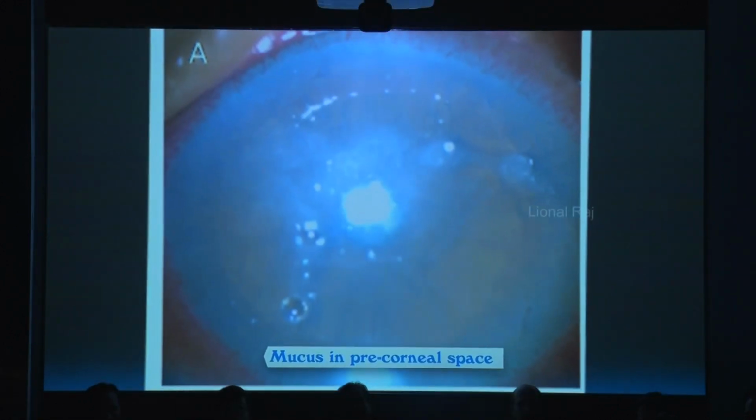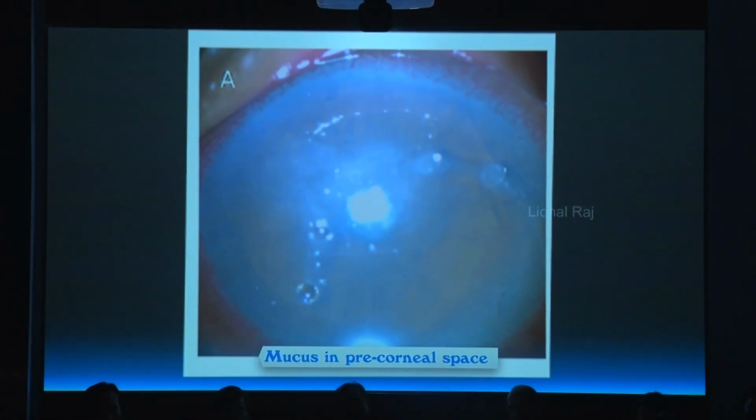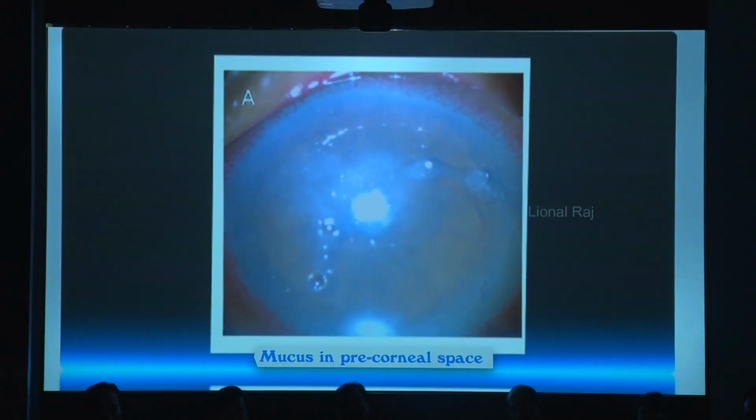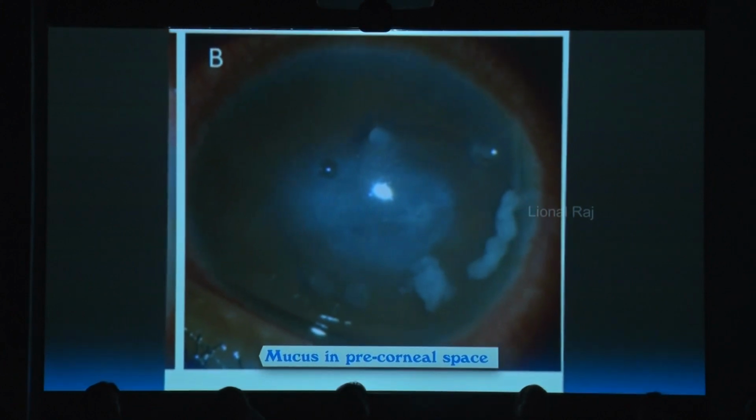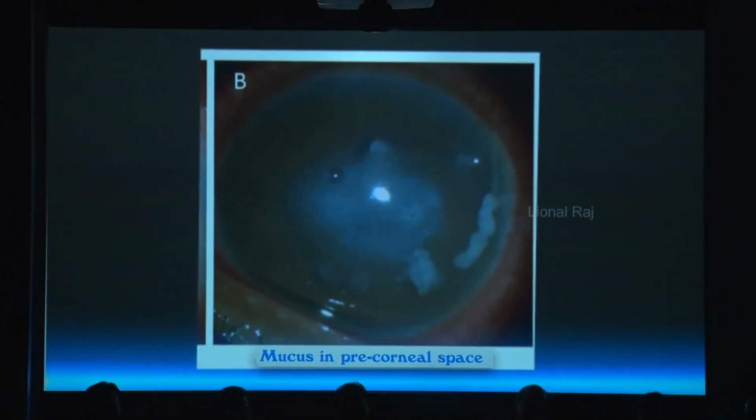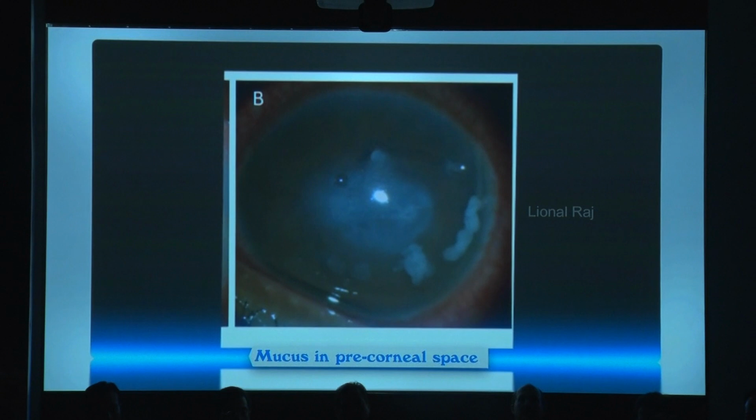Occasionally, mucus strands were found in the precorneal space, clogging the fenestration holes. We recommend that it could be washed with BSS, or the lens may be removed, washed with BSS and reapplied.